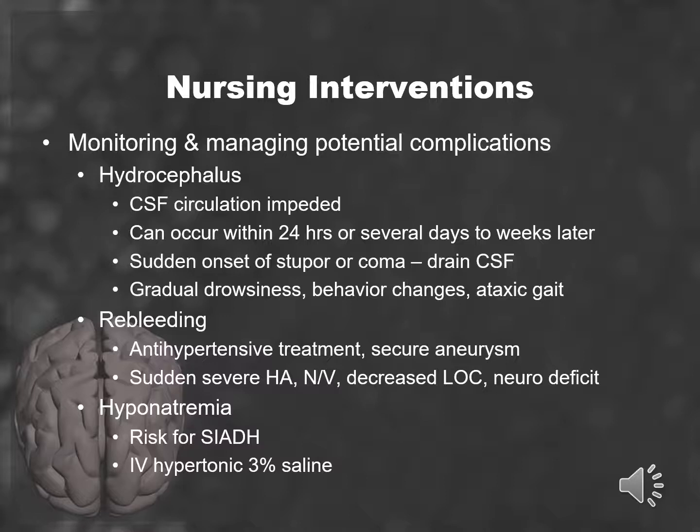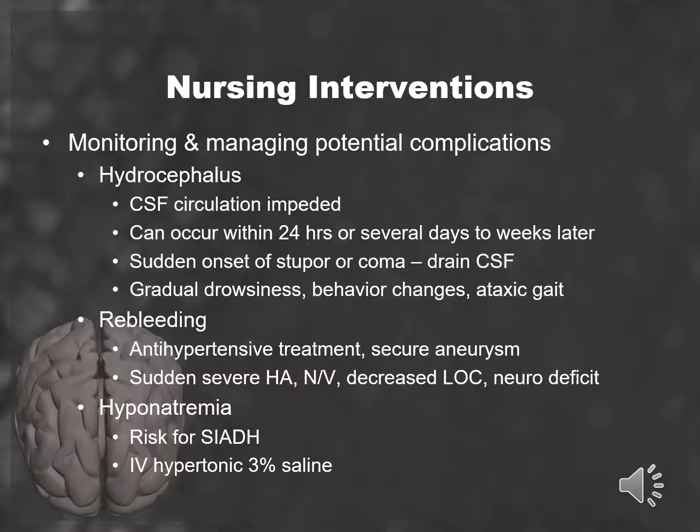So if the patient has a sudden onset of being difficult to arouse or going into a coma, that can indicate possible hydrocephalus. Most of these patients are going to be managed by the insertion of a ventriculostomy, and then we'll be able to drain that CSF, which will gradually improve those symptoms.